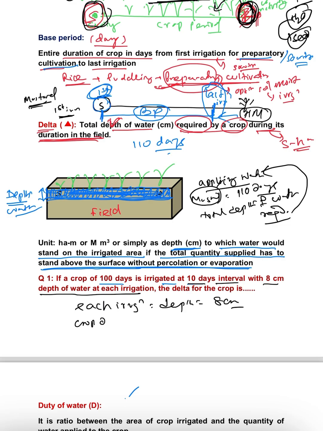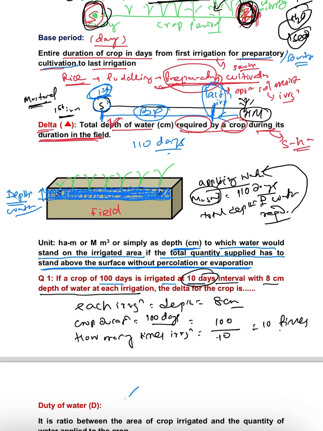So the crop duration is 100 days. If it is 100 days, how many times are you applying irrigation? Obviously 100 days divided by the 10 days interval, so it will be 10 times. We are going for irrigation 10 times, and each time we are applying 8 centimeter. That means the total depth will be 10 into 8 is equal to 80 centimeter.